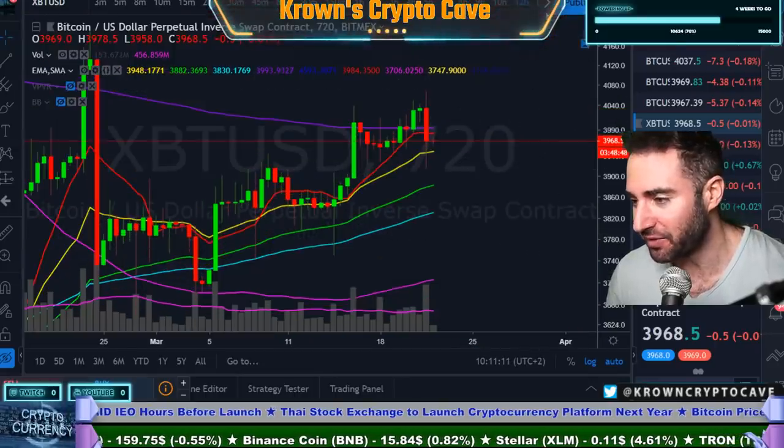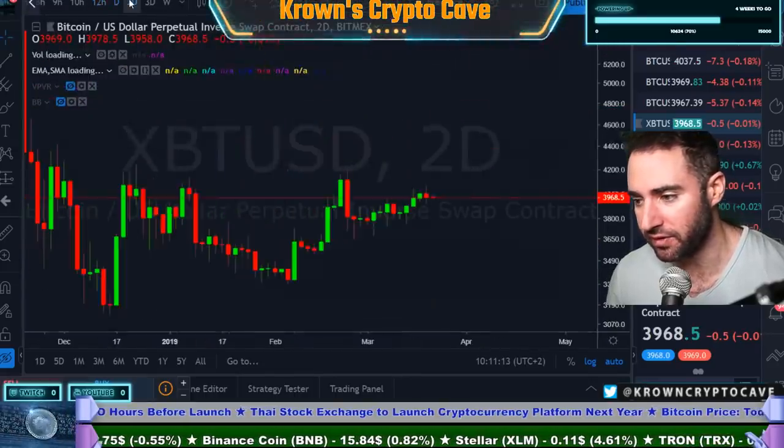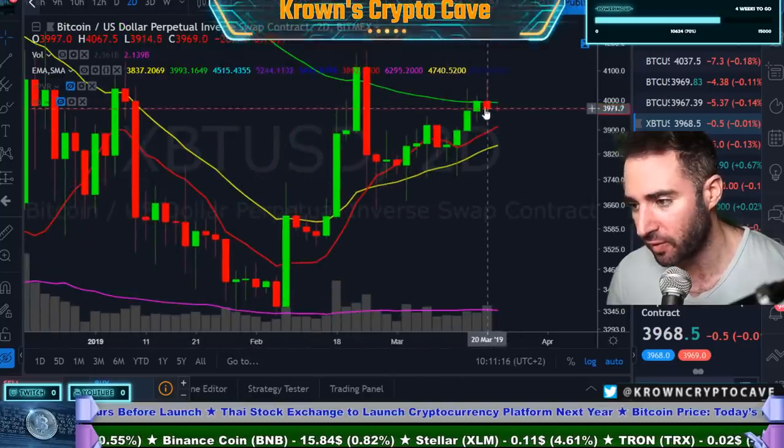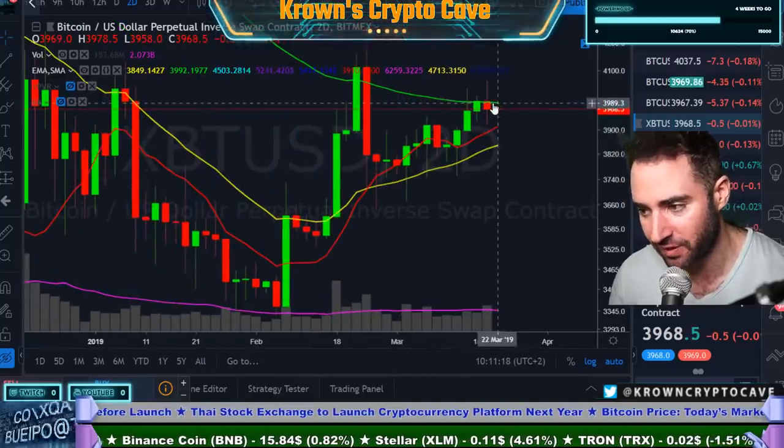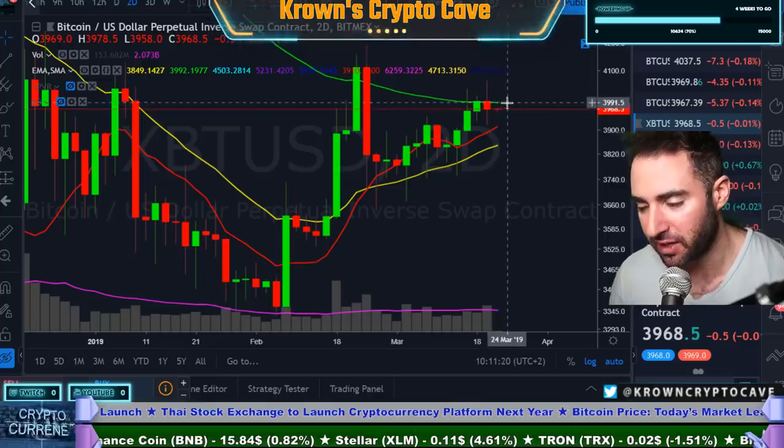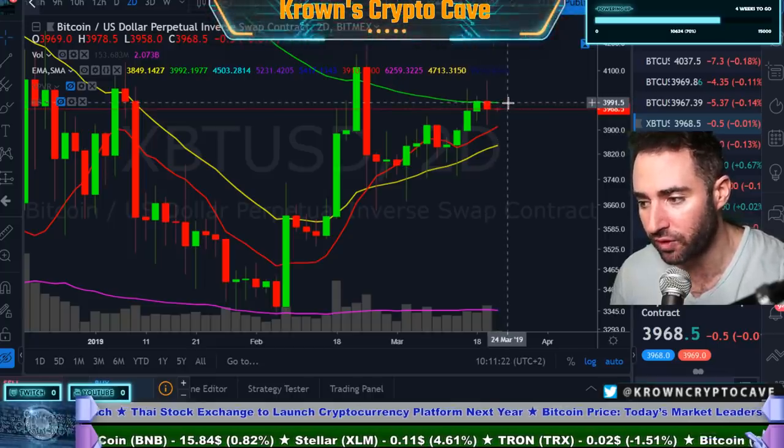Anyways, while we are here, let's go over the higher time frames. Let's go over to the 2-day. 2-day is confirmed as rejection of the 50 exponential. Very, very important. I would imagine that if we did pop back up to the 50 exponential, I'd be really looking for this to hold on to resistance.